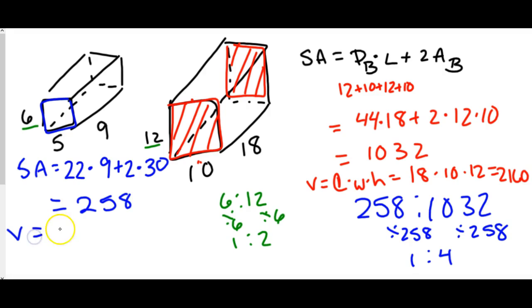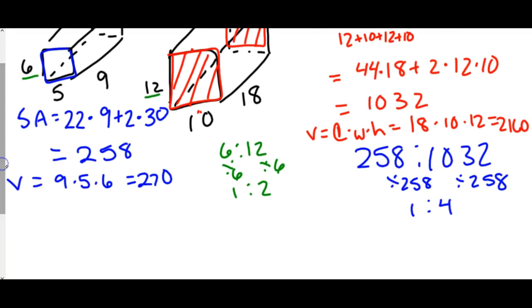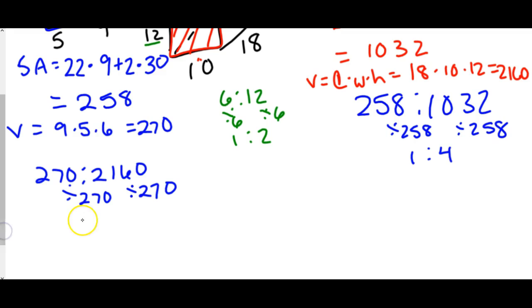Volume of the smaller one, length times width times height again, 9 times 5 times 6 is 270. Again, putting these together, 270 compared to 2,160. They both divide by 270. So this reduces to be 1 to 8.